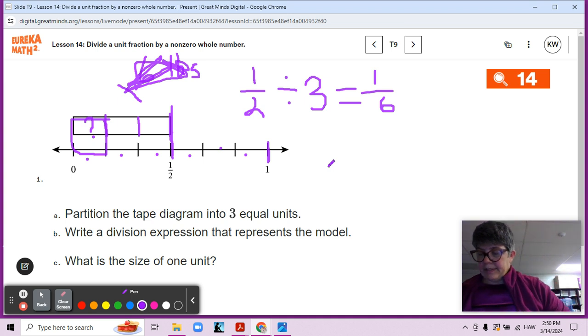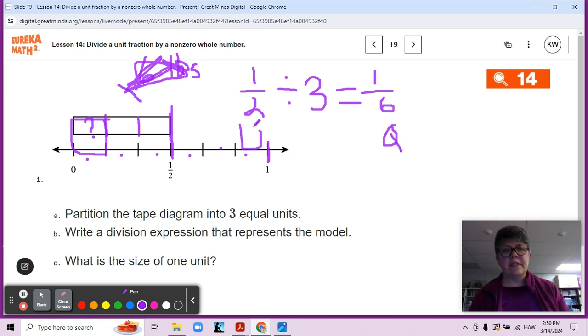What do you notice about the size of the quotient compared to the size of the dividend? The size of the quotient compared to the size of the dividend, the one that's being divided. It is less than, right? Does that make sense that it would be less than? Yes, because we're taking 1/2 and we're cutting it into 3 parts, so each part should be less than what we started with. When we divide a unit fraction by a whole number other than 0 or 1, the quotient is less than the dividend.